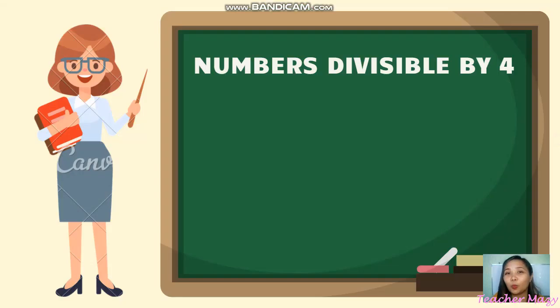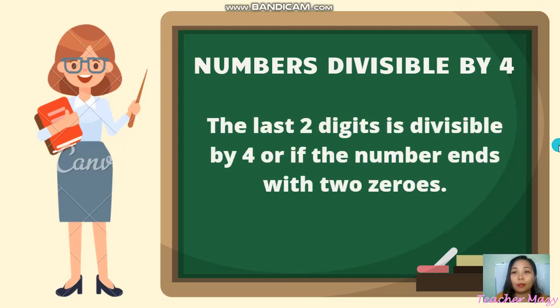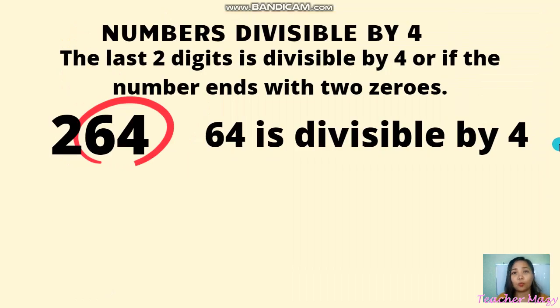So, let's begin with numbers divisible by 4. How do we know if a number is divisible by 4? So, numbers are divisible by 4 if the last two digits are divisible by 4 or if the number ends with 2 zeros. We need to observe its last digits. For example, we have 264. The last two digits for 264 is 64. And 64 is divisible by 4.